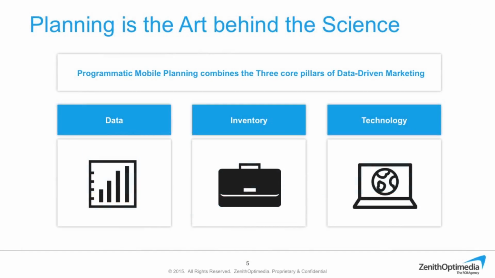Planning really is the art and science of programmatic. Programmatic planning combines the three core pillars of data-driven marketing. These three pillars include data, inventory, and technology. It's the combination of these three things that make programmatic come together and come to life.